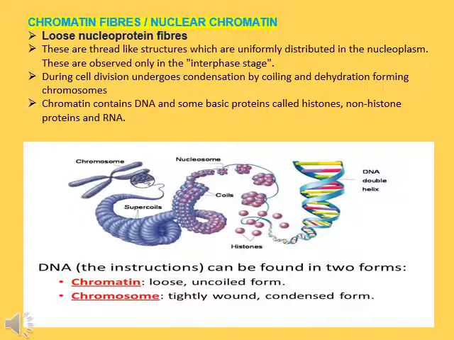As shown in the diagram below, you can see that after condensation, the DNA formation takes place and DNA is coiled by some basic proteins, that are histones, because DNA is negatively charged and histones are positively charged.